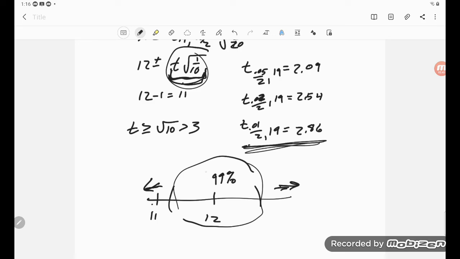And so, when I look at that, the fact that this 99% confidence interval doesn't even contain the number 11, I'm going to say no. I don't think so. I don't think the real answer is 11. I think it's somewhere closer to 12. Okay, so that's the idea for number 13.